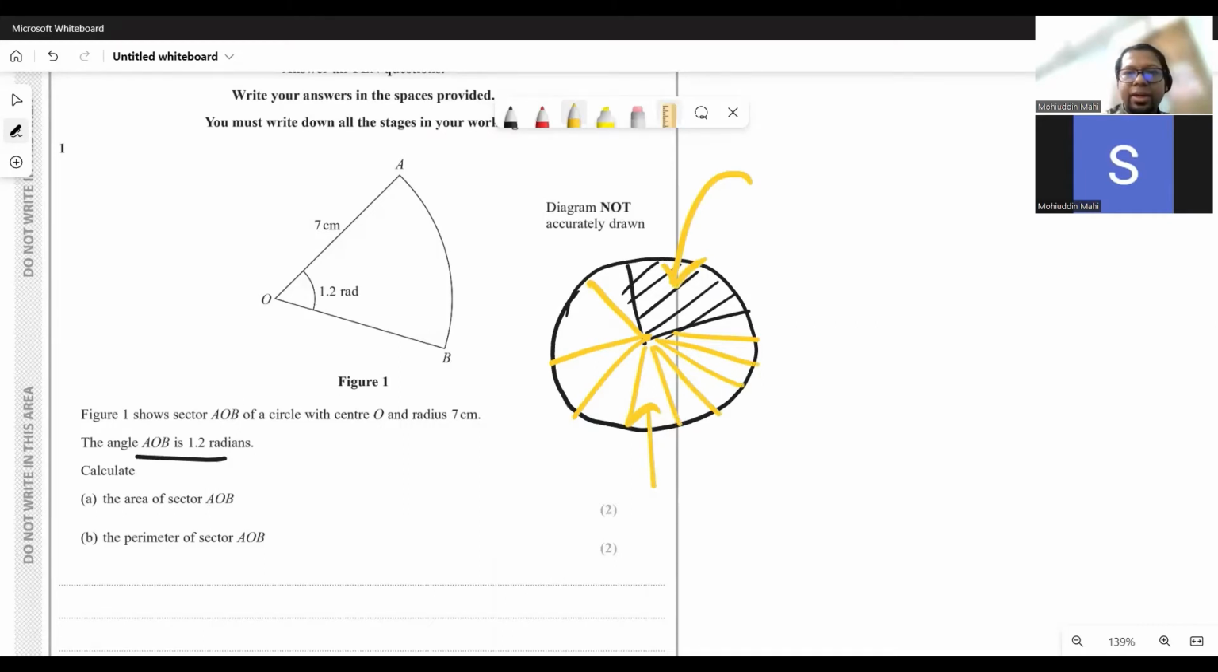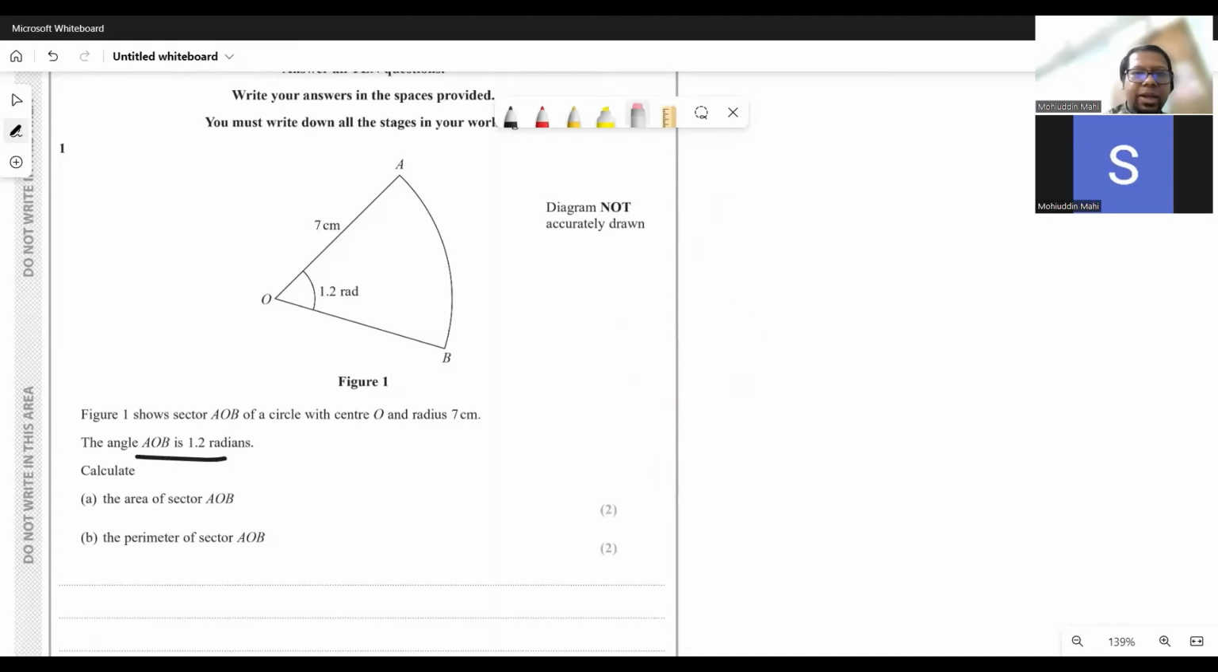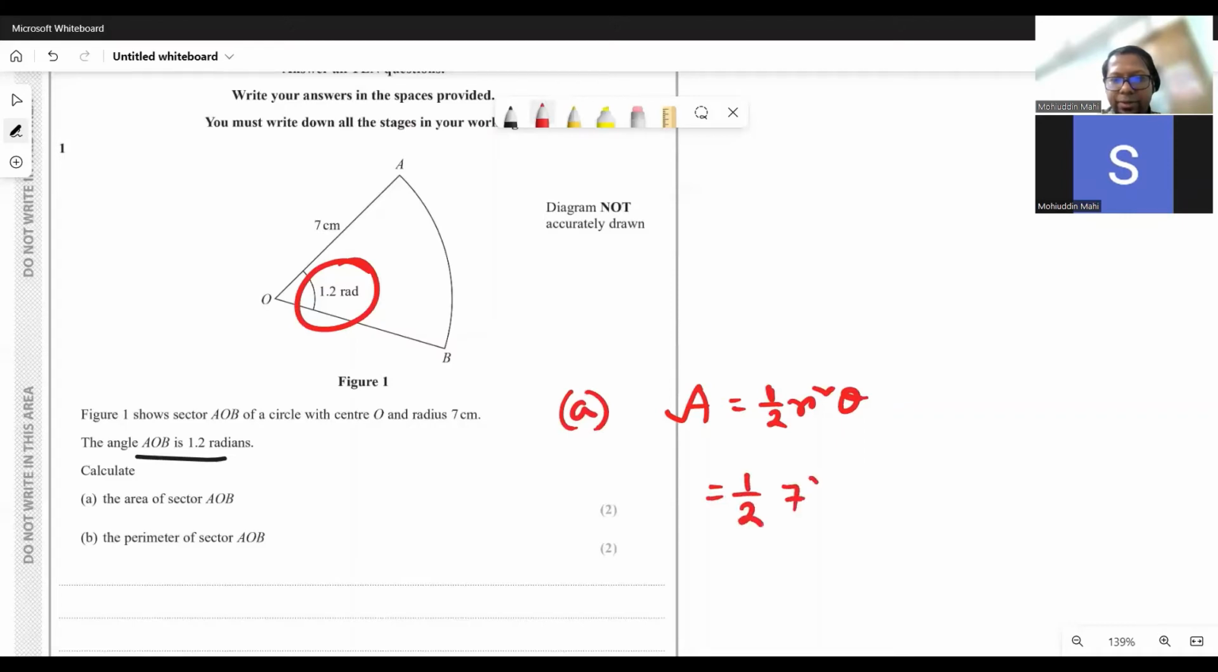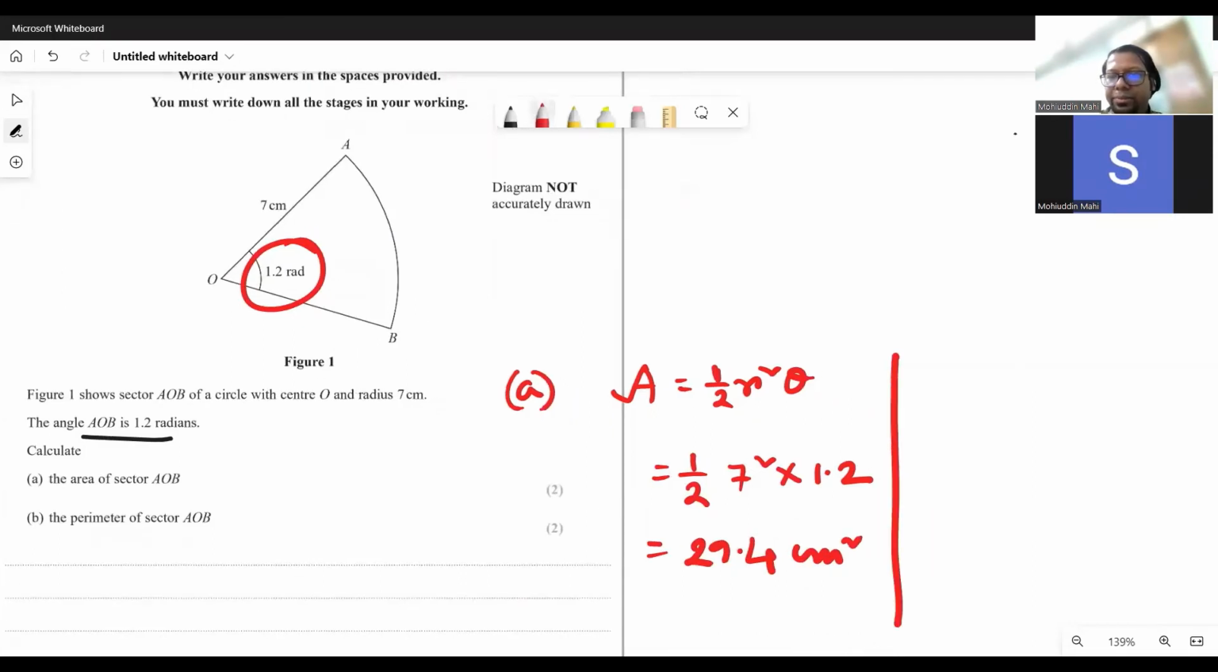So anyway, in case of a sector, if you want to find the area of the sector, we can use two formulas. If the angle is given in radians, we have to use the formula area equals half r squared theta. So half into radius, which is 7, squared, and theta is 1.2. So the result is going to be 29.4 centimeters squared.